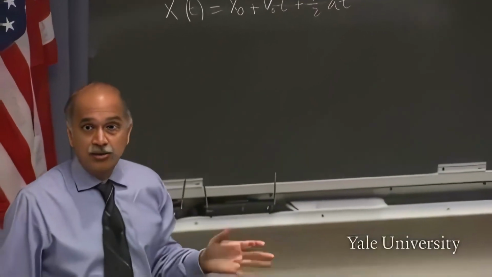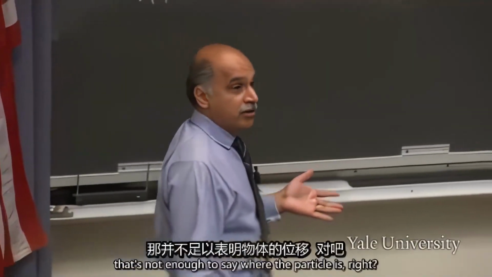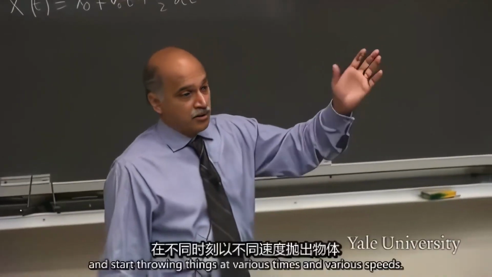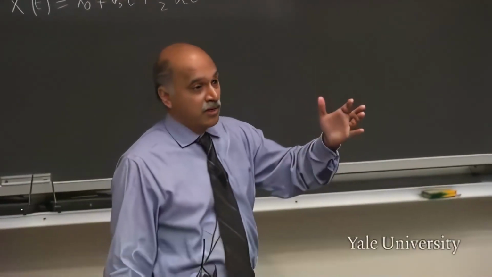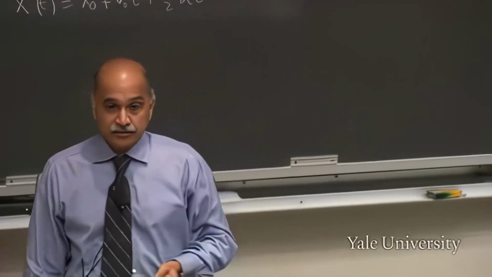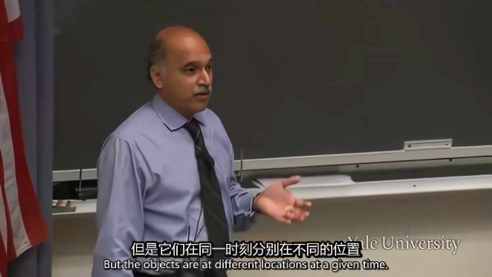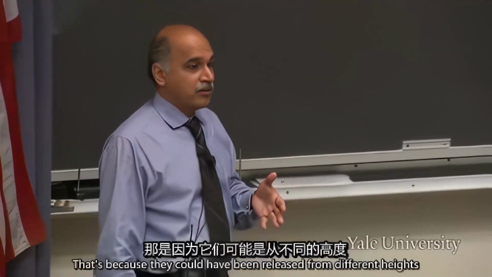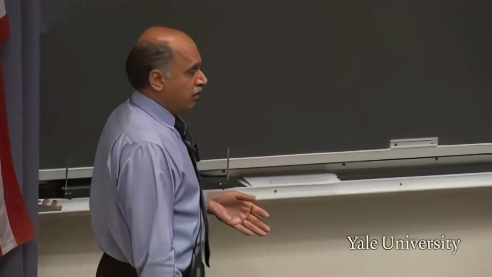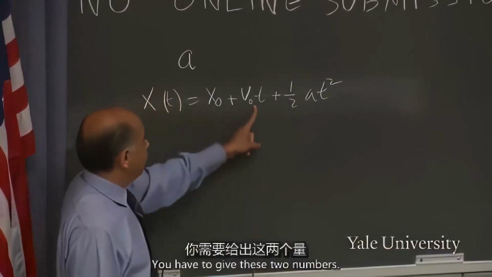If all you know is the particle is falling under the effect of gravity, that's not enough to say where the particle is, right? Suppose we all go to a tall building, start throwing things at various times with various speeds. We're all throwing objects whose acceleration is minus g. But the objects are at different locations at a given time, because they could have been released from different heights with different initial velocities. Therefore, it's not simply enough to say what the acceleration is. You have to give these two numbers.